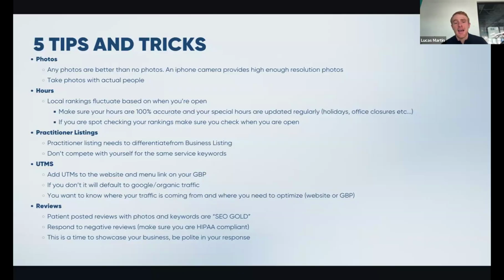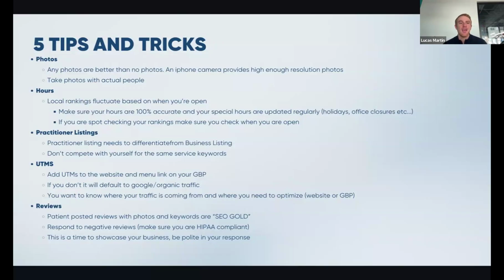Number 3, practitioner listings. If you have a practitioner listing, which is a Google Business Profile specifically related to the dentist, make sure that it is different from the business listing. You don't want to compete for the same service keywords as your business listing. If your primary category for your business location is cosmetic dentist, and you have a practitioner listing, make sure that main category is different, whether it be dental clinic or dentist.